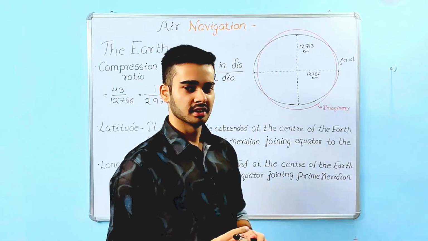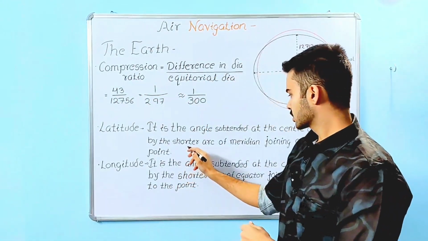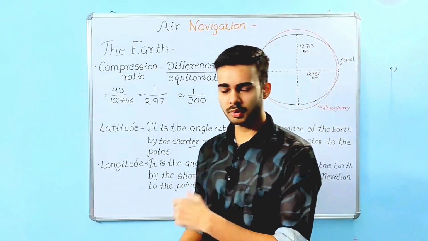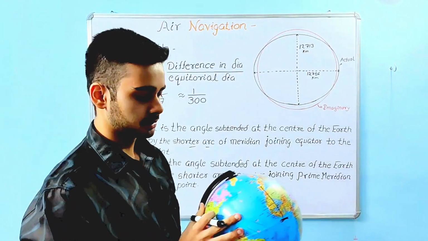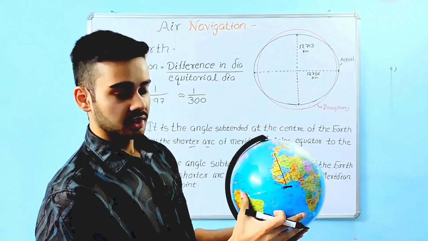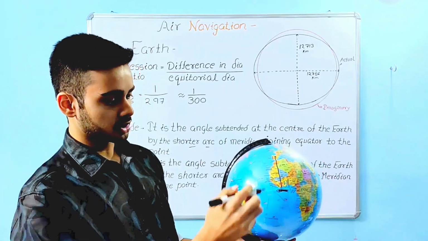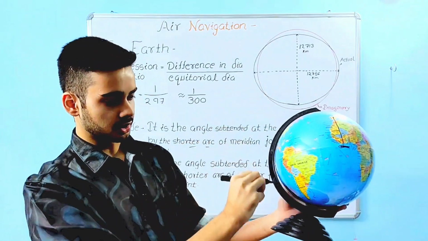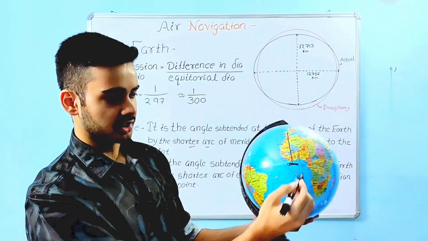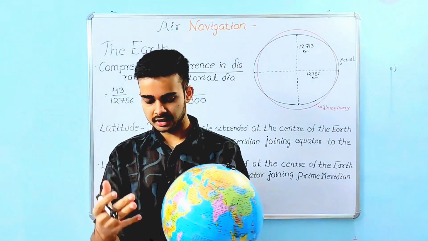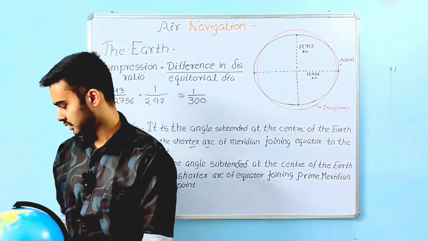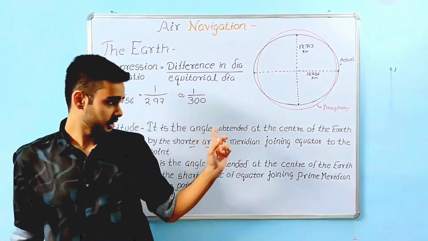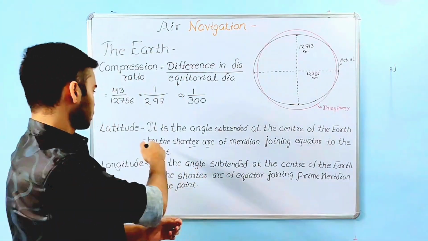It's that simple. And one more thing: shorter arc. Why shorter arc? If you see in this cube, this is one arc. There is one more arc possible that goes all around the earth and comes back to this point, so that we do not take this longer route. That's why shorter arc is also mentioned. That's the significance of this. This is all about latitude.